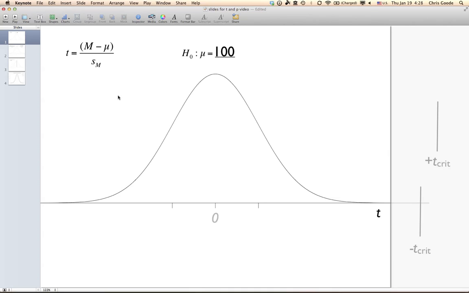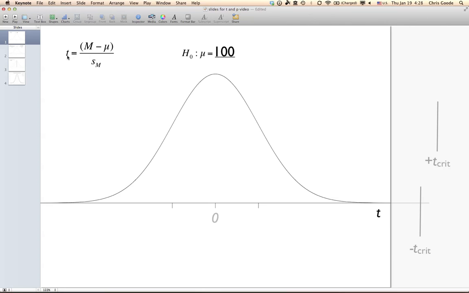So the null hypothesis in this case would be that the known population mean is 100, and that's the hypothesis that you're going to test. The formal wording of the null hypothesis would be that your treatment doesn't have any effect, and so you would expect your sample mean to be very close to 100.